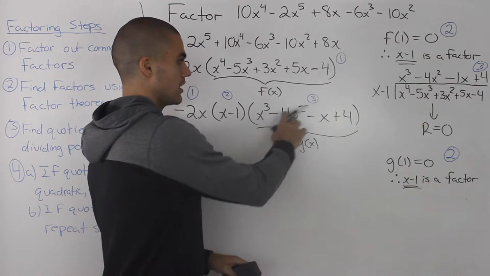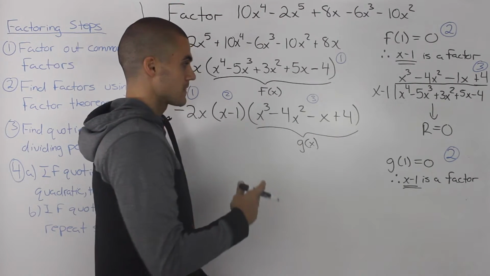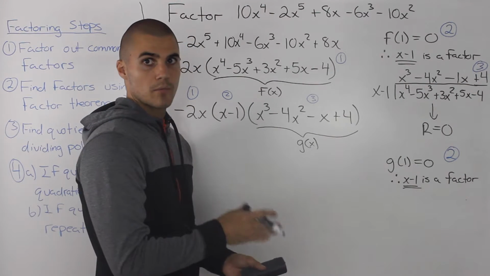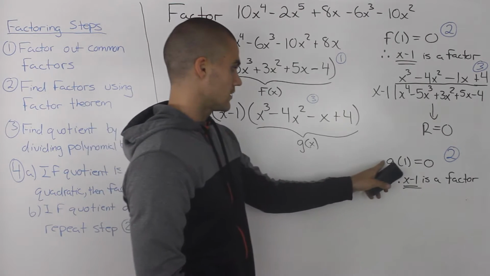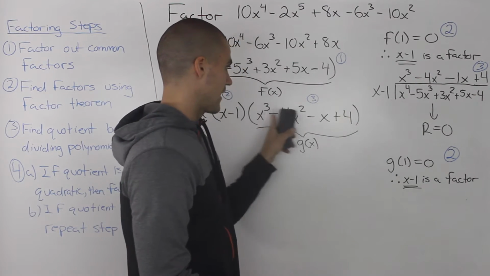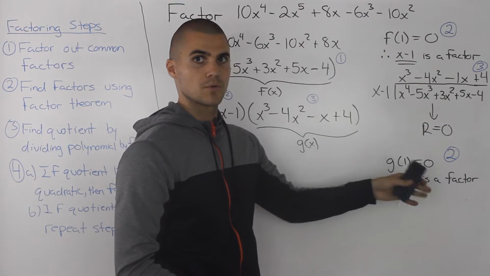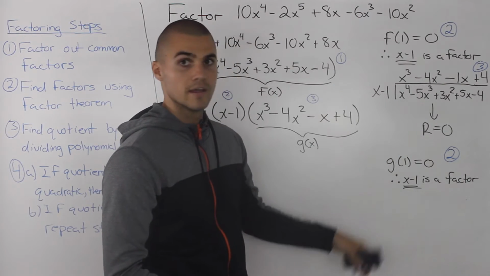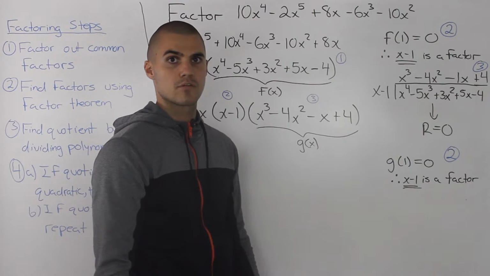So again, we would just plug in a bunch of values for x until we get a value of 0. So trying plus 1, minus 1, plus 2, minus 2, etc. And then if we plug in 1 for the x value of g of x, we get a value of 0. So we know that x minus that k value of 1, or x minus 1, is a factor of g of x, and we can move on to step 3.